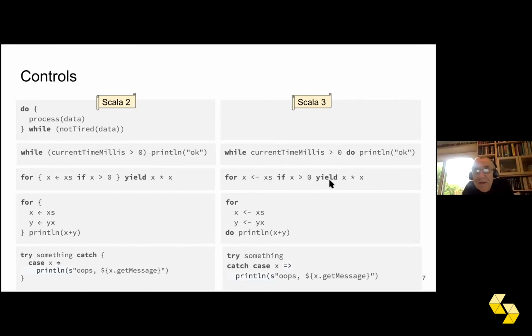Yield for yield. Also no need for curlies or parentheses. Or you can write it like this, but you have to write do. If you don't write do, it will not compile. It will show you weird errors. So either do or yield are required. Try, also no need for curlies. This is my mistake to have catch right in line with this. No, it should be moved.